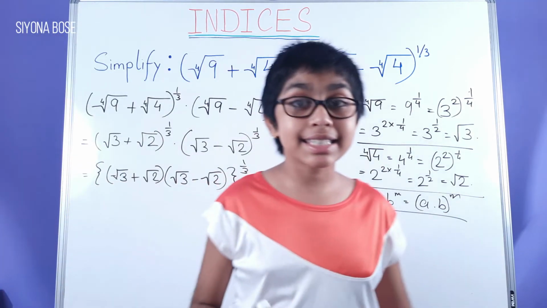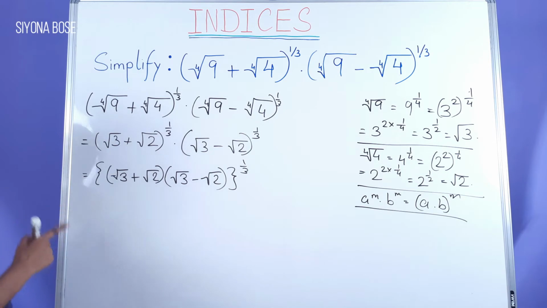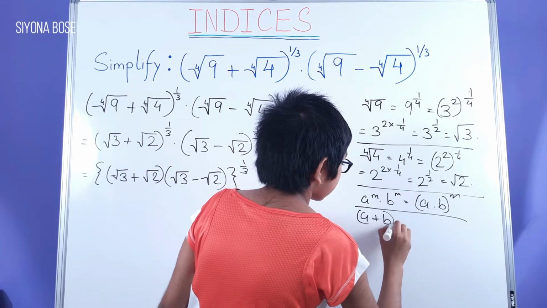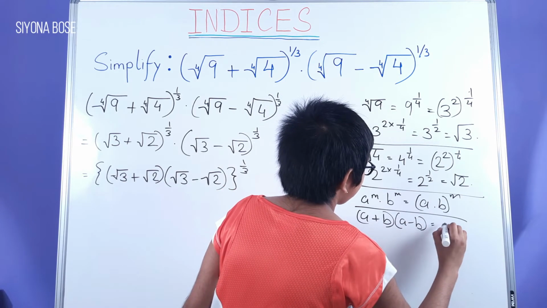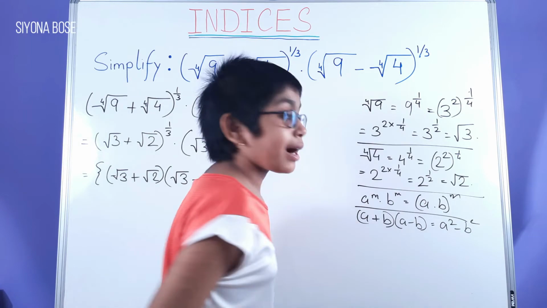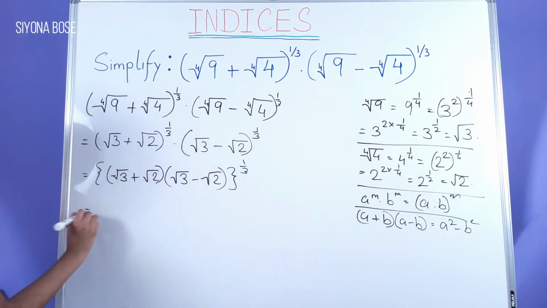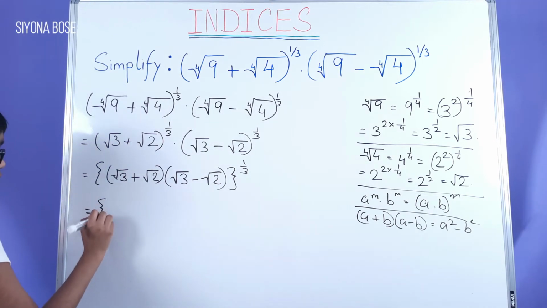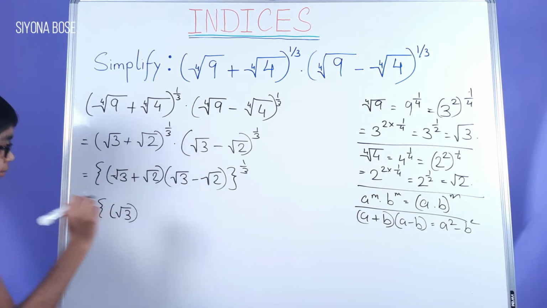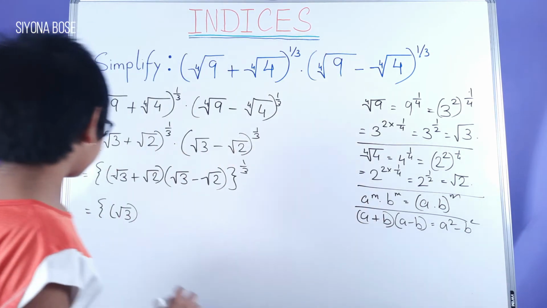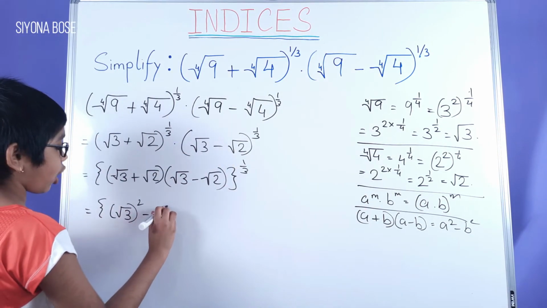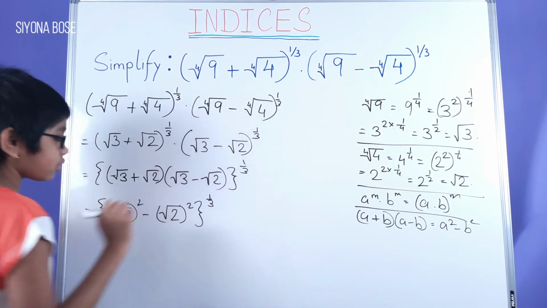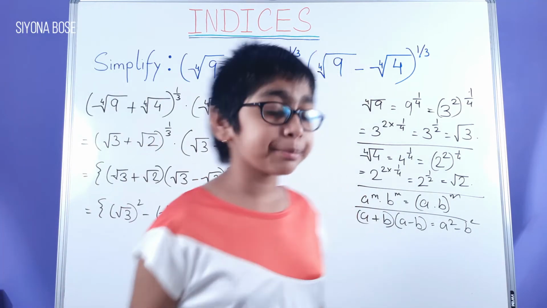Now here we can use one algebraic identity, which is a plus b the whole into a minus b the whole is equal to a squared minus b squared. So we can write this as root over 3 whole squared minus root over 2 whole squared, whole to the power of 1 by 3.